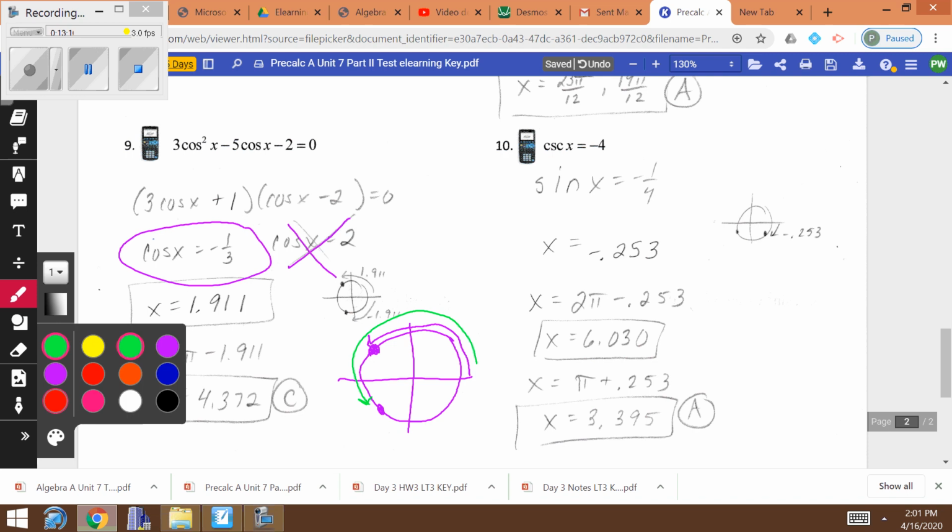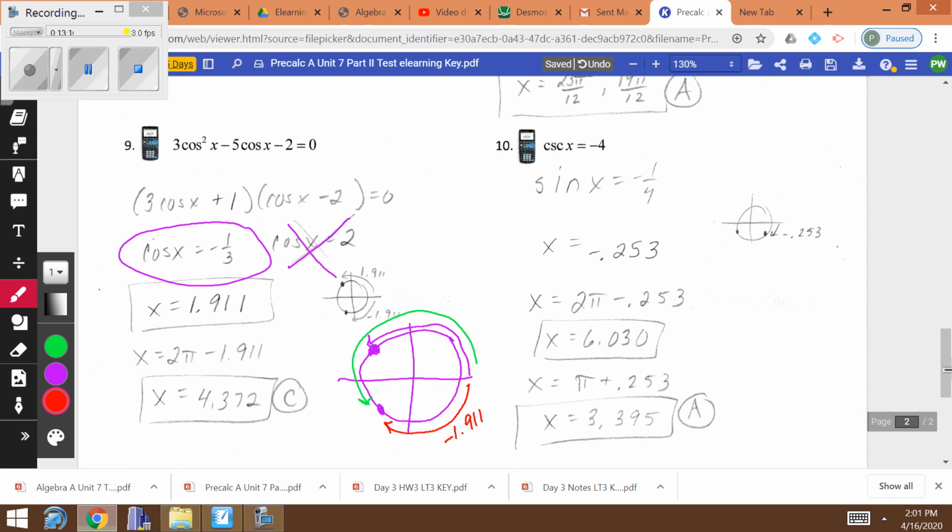But what we need to think through is this part right here is -1.911. So really we have to take that value and think about 2 pi adding on to that. So you could do 2 pi, I did 2 pi minus that value, or -1.911 plus 2 pi, it's the same thing. Again, that's what would bring us into quadrant 3 over there.